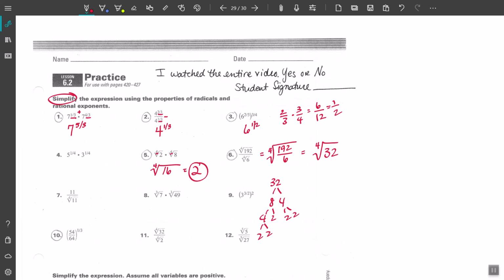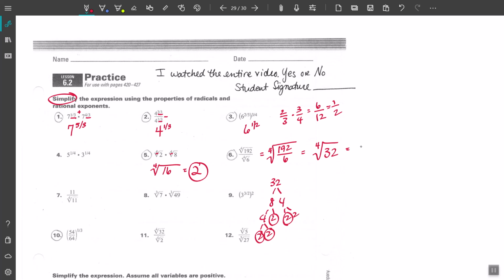Okay, so there are our prime factors, but now we're not looking for a square root anymore. We're not looking for two factors that are the same that multiply together to give the number under the radical symbol. We're looking for 4 now because we're talking about a fourth root. So every time I see 4 of the same number, 1, 2, 3, 4, I can pull that out from under the radical one time.